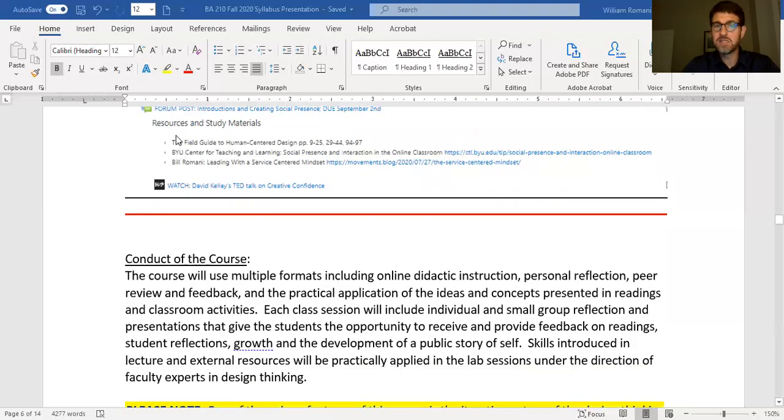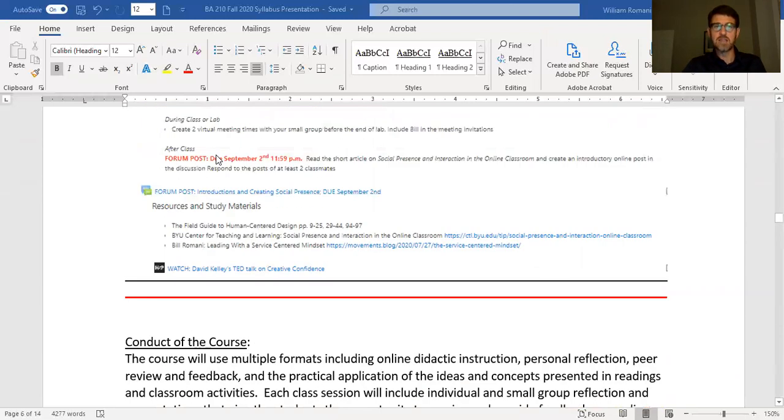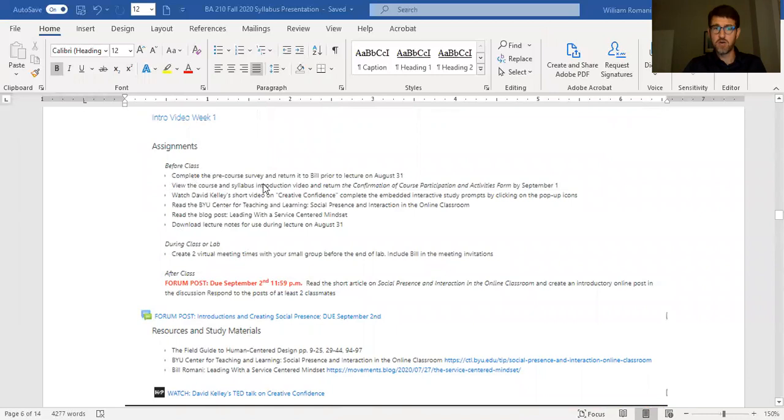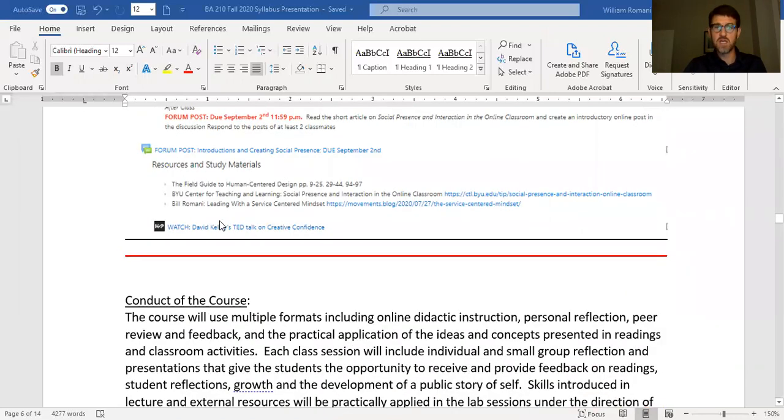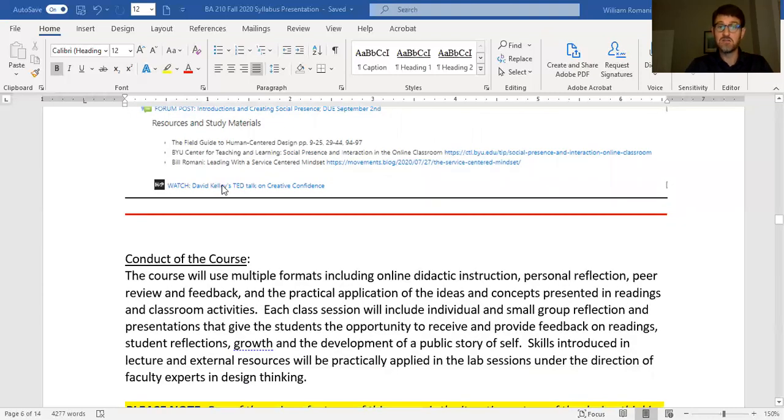At the end, we're back to the term resources and study materials, just like the one that we saw at the end of the syllabus, but this one is more module and week specific. So these are the things that you're going to be working on that I have told you to do up here, either before or during class, that we're going to be using this week. If there is a PDF that's needed, it will be posted in this area. In this case, I'm asking you to watch the David Kelley video, and it's right here. All you have to do is click on that link.